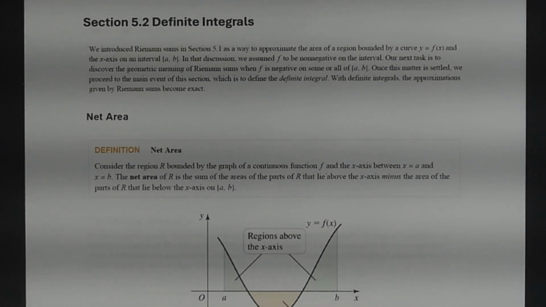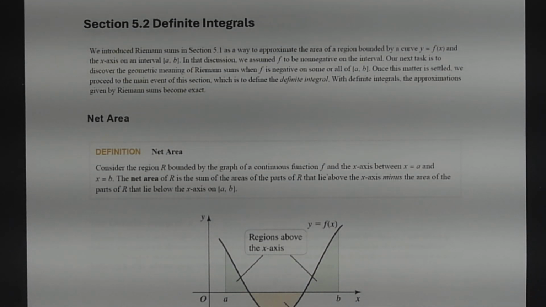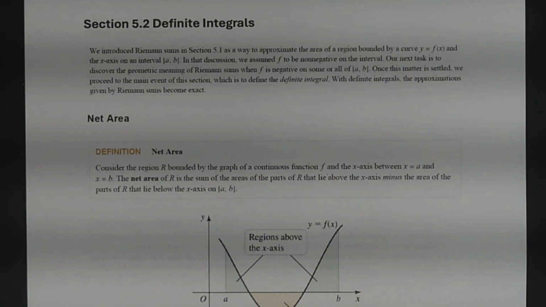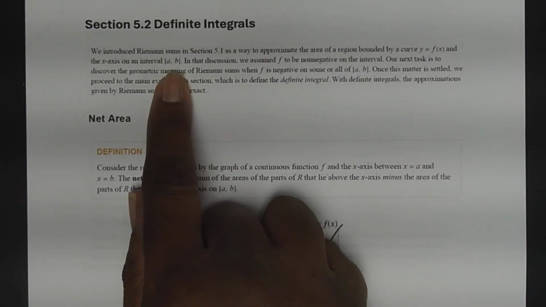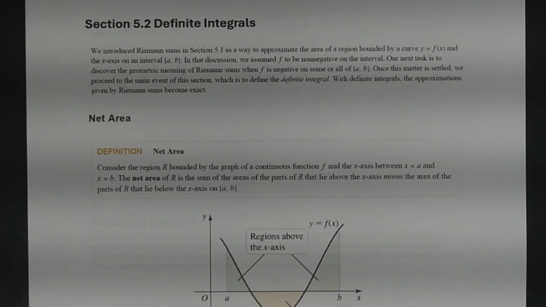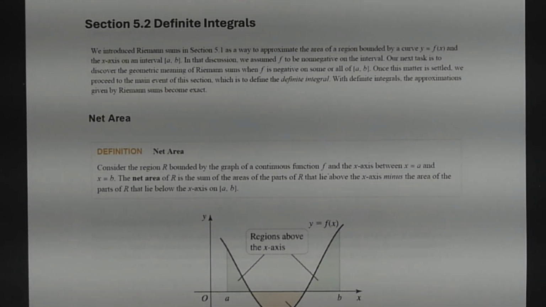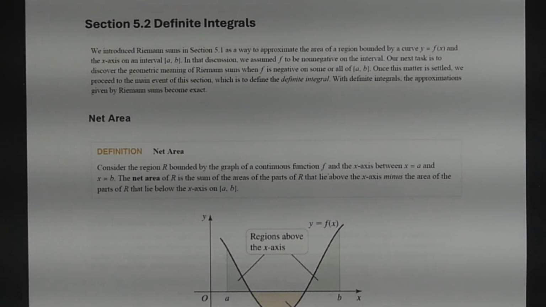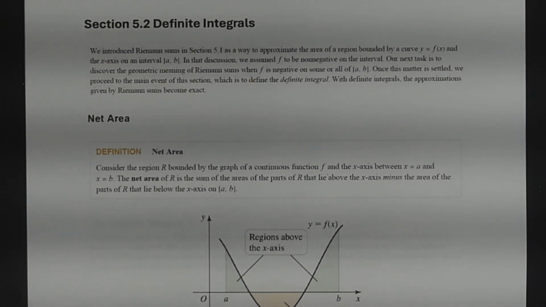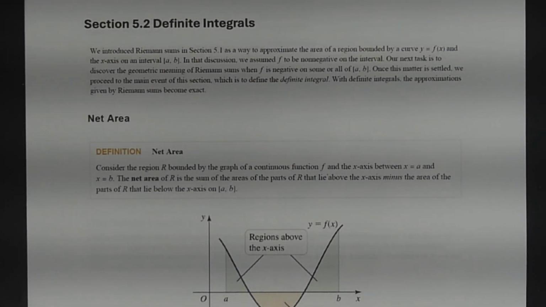All right, so back in section 5.1 in a previous video, we introduced Riemann sums as a way to approximate the area of the region bounded by the curve y equals f of x and the x-axis on a closed interval from a to b. Now we're going to discover the geometric meaning of Riemann sums when f is negative on some or all of the closed interval [a, b]. Once this matter is settled, we'll proceed to the main event, which is to define the definite integral. And with definite integrals, approximations given by Riemann sums become exact.